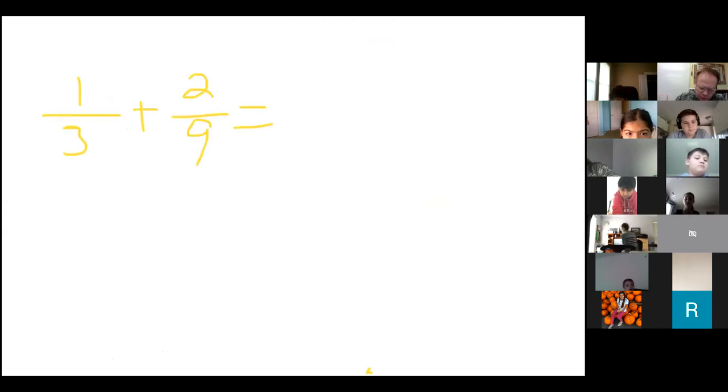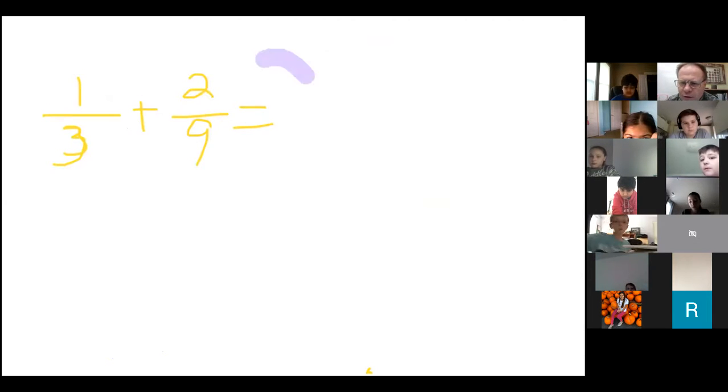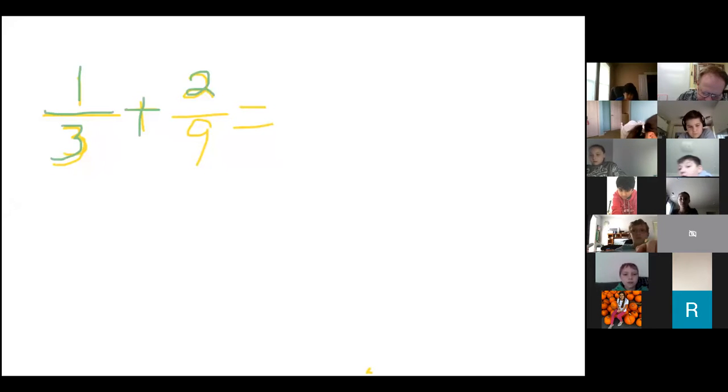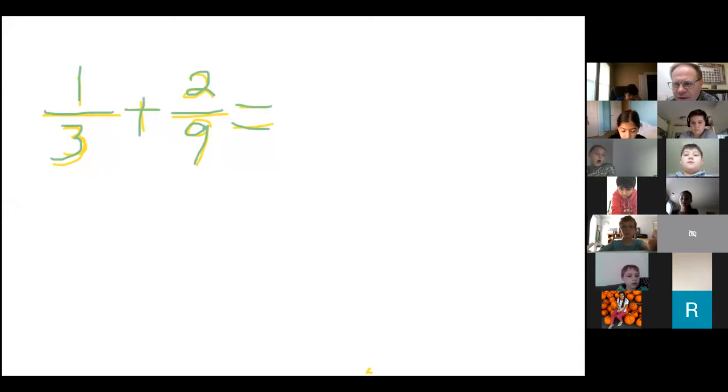All right, so 1/3 plus 2/9. Okay, so find your common denominator or your lowest common multiple, which is the same thing. Please don't draw on my board. Thank you. Can't see that, I'll rewrite it in green, which is my favorite color anyway. All right, so I have 1/3 plus 2/9.